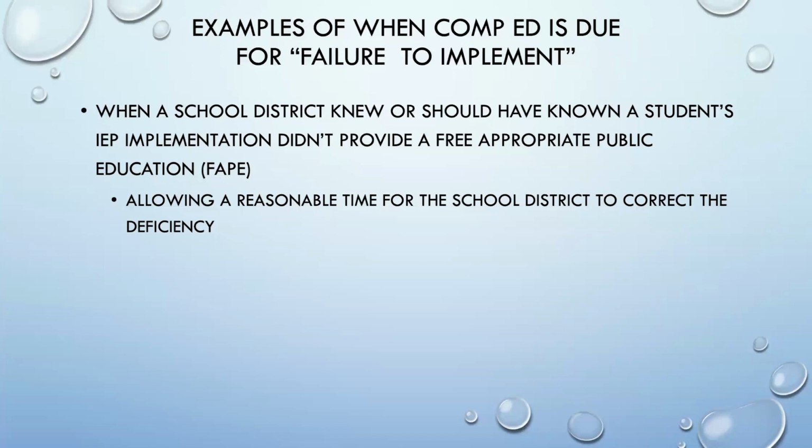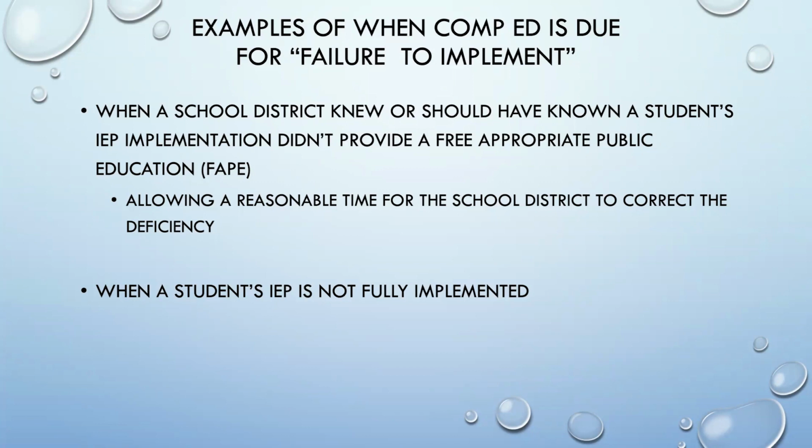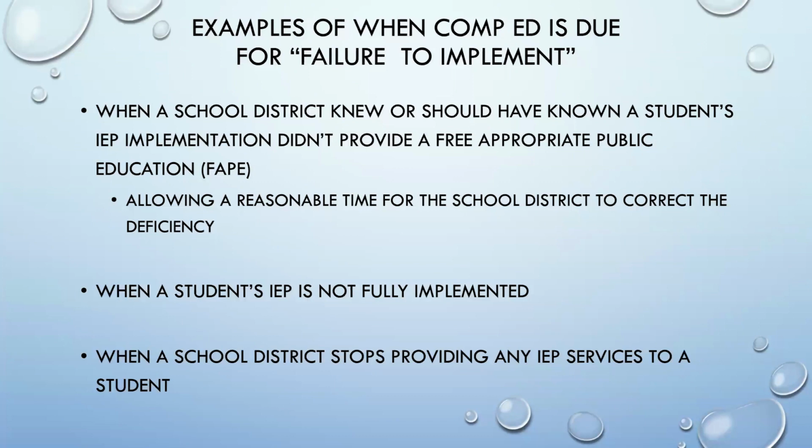There will be a reasonable time for the school district to correct a deficiency if it's something that they wouldn't reasonably have known or if they didn't know. Now, when a student's IEP is not fully implemented, then that would also obviously be a failure to implement. And that comes up in the context of COVID-19 closures and virtual delivery of education. Also, when a school district stops providing any IEP services to a student, and again, that's what happened for a lot of students and families in the last few years.